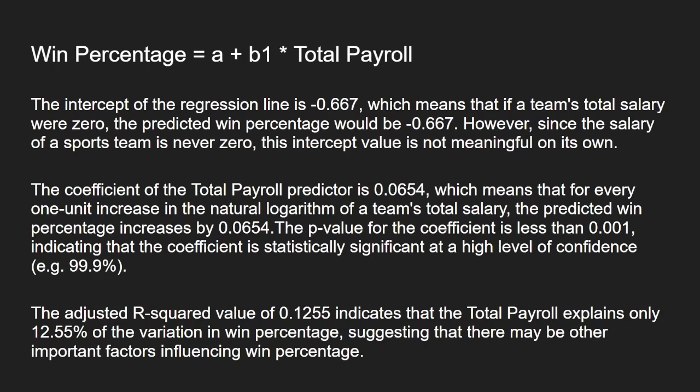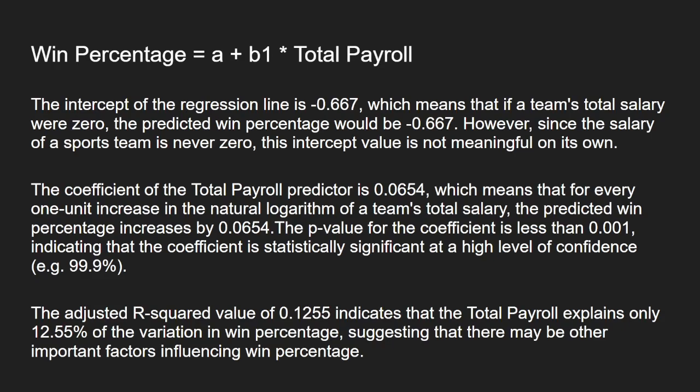The coefficient of the total payroll predictor is 0.0654, which means for every 1 unit increase in the log of the team's salary, you've got to remember that for the regression, I'm using log, the predicted win percentage increases by 0.0654, and the p-value is really, really low. So we can be very confident that this is statistically significant.